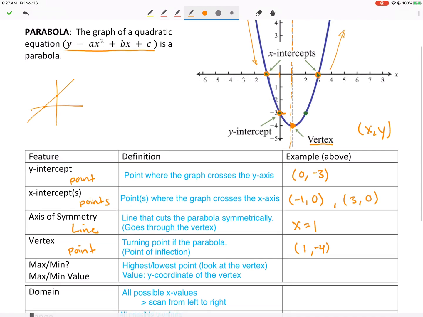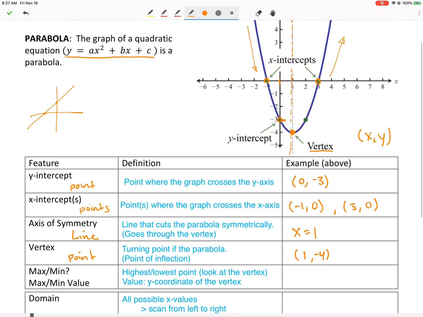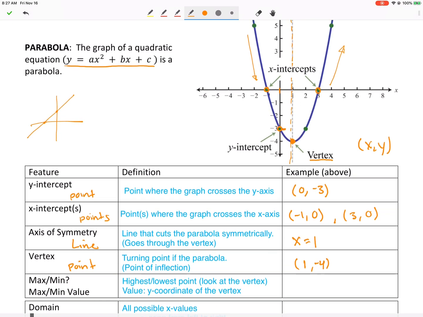Okay, next we have max or min. So looking at this graph, is the vertex going to be a maximum or a minimum? Okay, so we look at the highest or lowest point, look at the vertex, and we would have a minimum. All right, if the graph was flipped over, then there would be a maximum, okay?